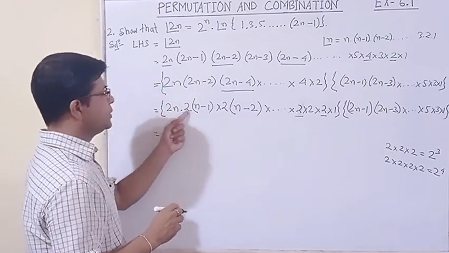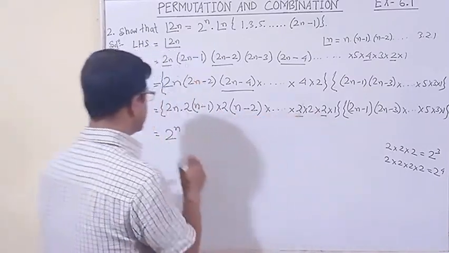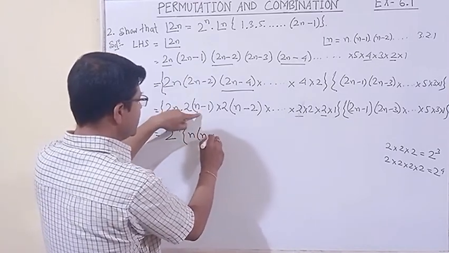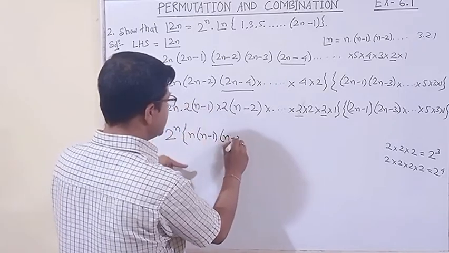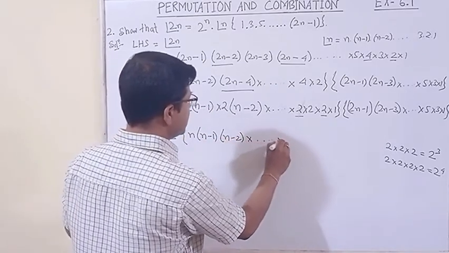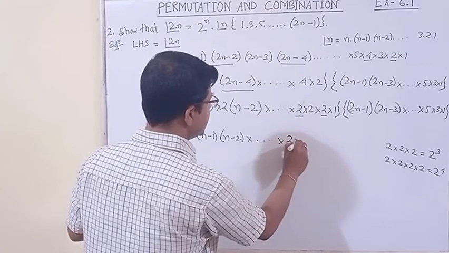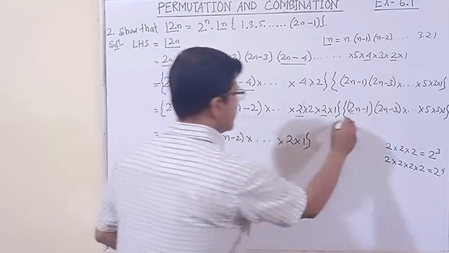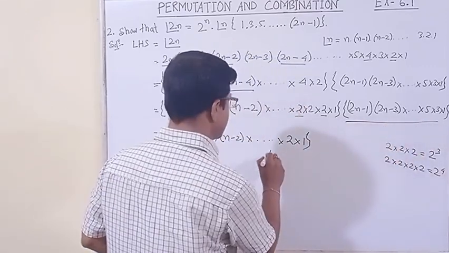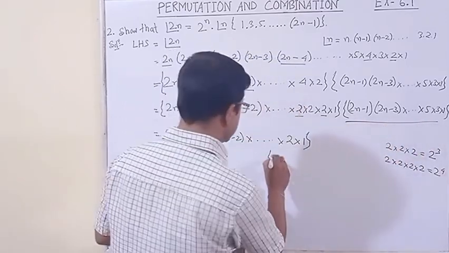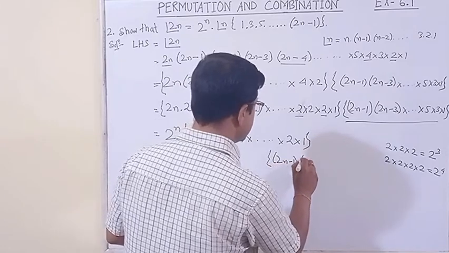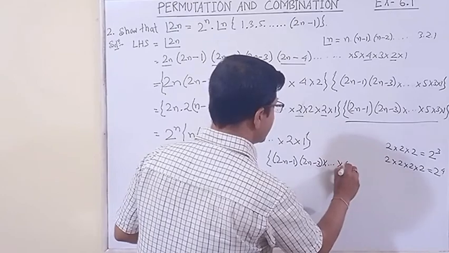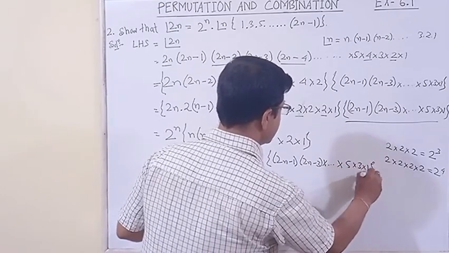Their product of these two. So what will be left? n, here n minus 1, here n minus 2, dot dot dot. This 2 is taken common, this 2 will be left. Okay, then this one let us write here. This is 2 times n minus 1, 2 times n minus 3, dot dot dot, we can write 5 into 3 into 1. Got it?